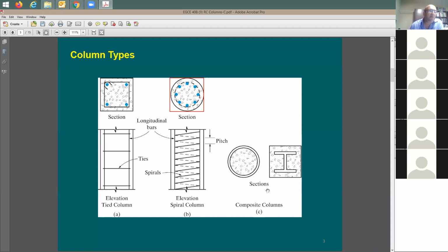We can also have these composite columns. Composite columns means that you have a steel section, like this pipe, and then you fill it with concrete. Or you have this steel section, and then you encase it with some concrete. In this case, you have steel and concrete that act together to support the column vertical axial load and the additional moment with it. Same thing here with the steel pipe.